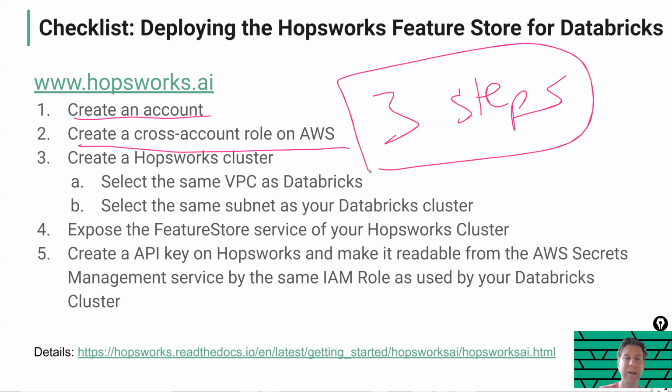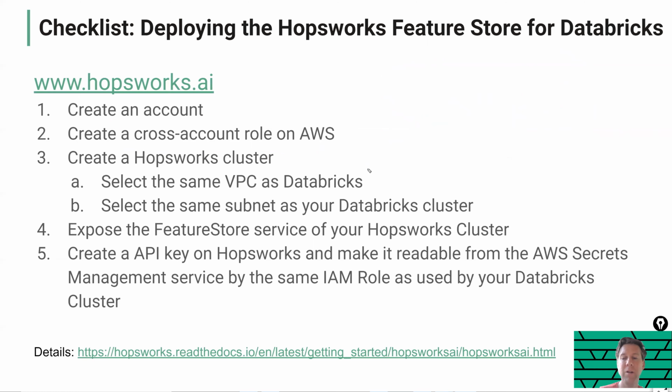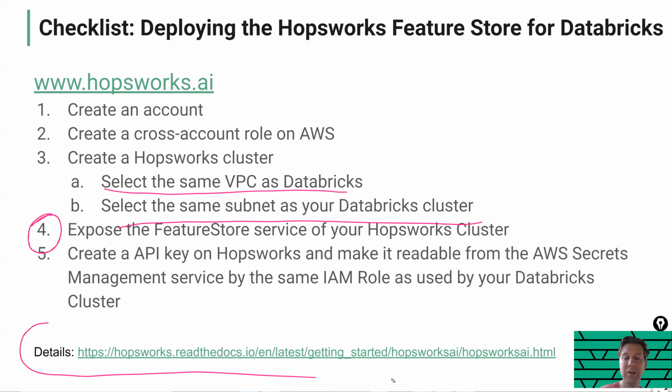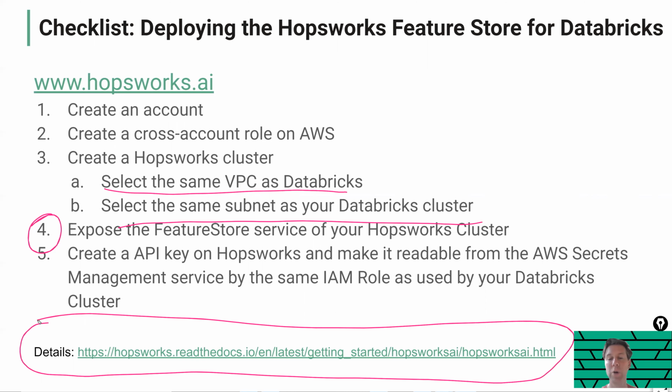But once you've created that cross-account role, you can now create your Hopsworks cluster in the same VPC as Databricks and the same subnet. Once you've done that, you'll just need to open the ports. It's a couple of clicks. And then finally, we'll need to create this API key in Hopsworks and make it available in Databricks. So we add that to the secrets management service in AWS, and then we make it readable by the IAM role used by Databricks.